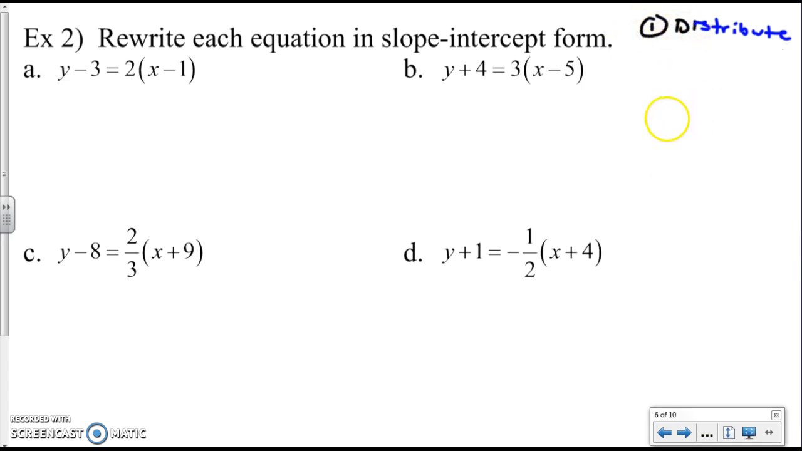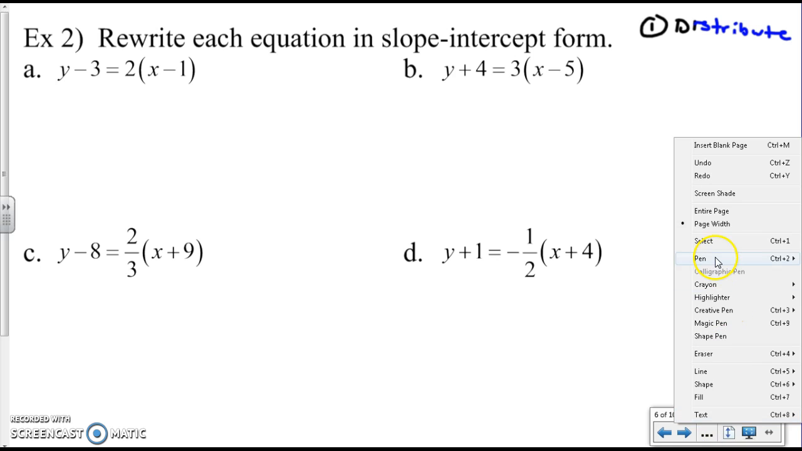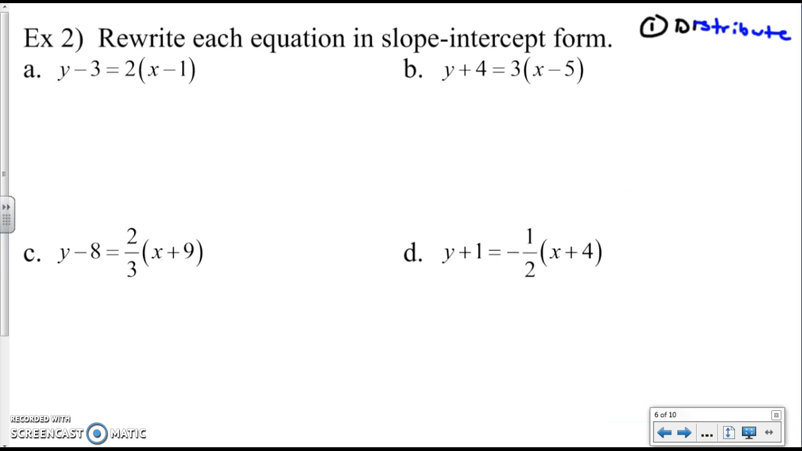Second is to solve for y. Okay, so we're going to go ahead and do this. To change point slope to slope-intercept form, distribute your 2.